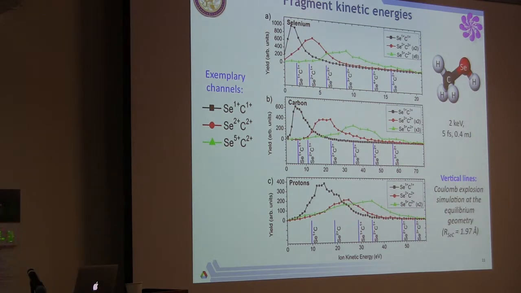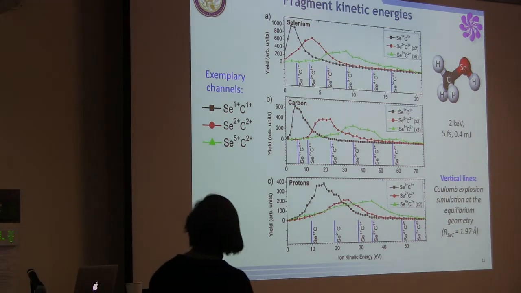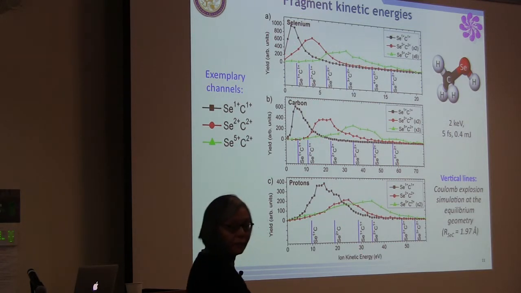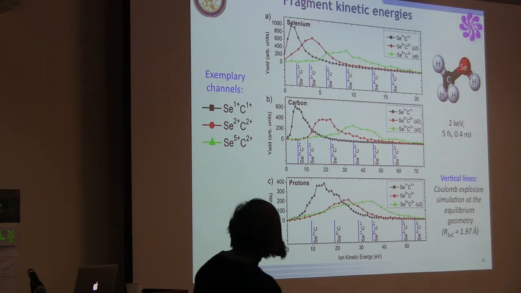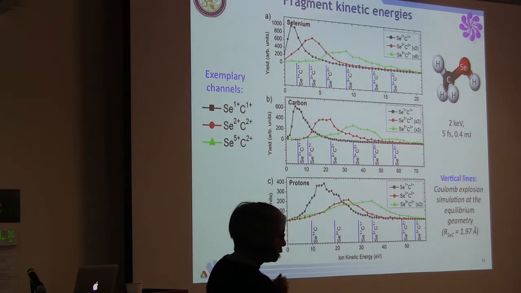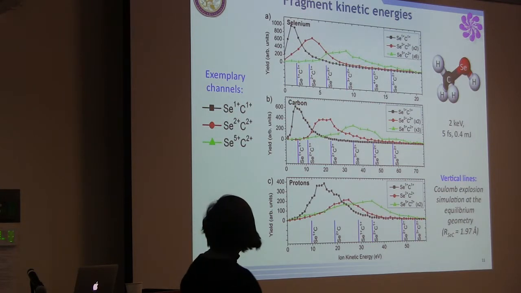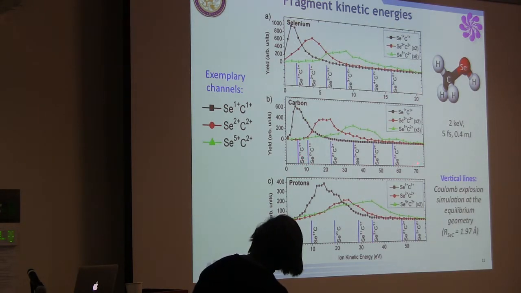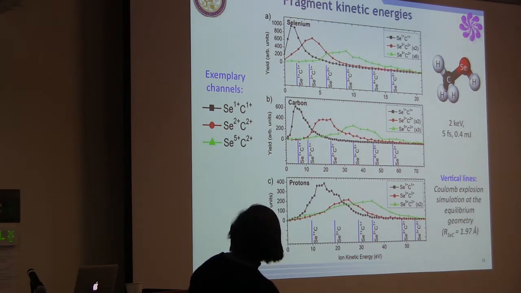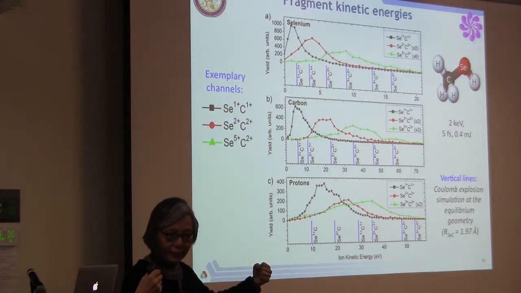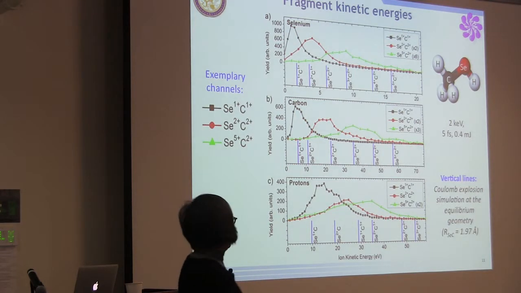So I'm confused. The vertical lines are what? The ion kinetic energy for the selenium atom in this explosion calculated using a Coulomb explosion at equilibrium geometry, for selenium and carbon. And they seem to be all the same value, is that right? Well, you see there are different scales here because carbon versus selenium, right? So in the Coulomb explosion, it's slightly different kinetic energies that you would get for the two.